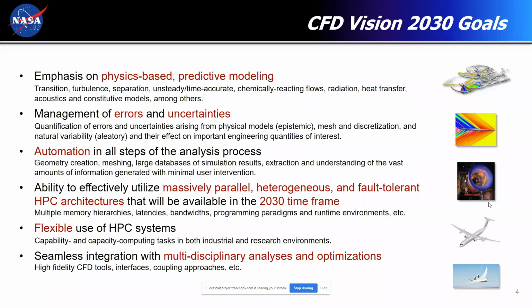And obviously with this crowd, it's not lost that the HPC challenges are immense. The architectures are coming fast and furious now. How do we deal with the multiple memory hierarchies, the very diverse heterogeneous processors that are coming our way, and how do we keep our software agile in this type of environment and able to move forward in a timely manner? Flexible use of these HPC systems.